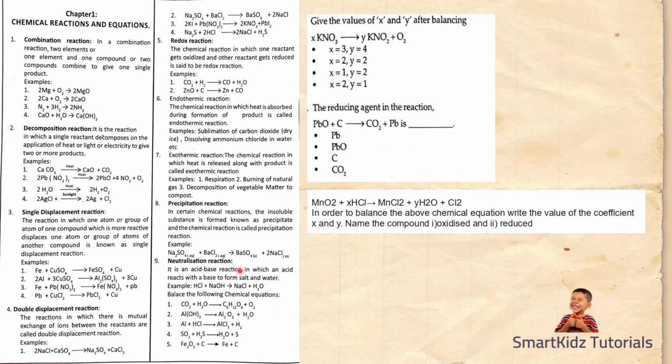Okay, and it can be white in color, it can be some other color. Now in this case it will be white color precipitate of barium sulfate. Then we have neutralization reaction, very important, comes in more than one place.